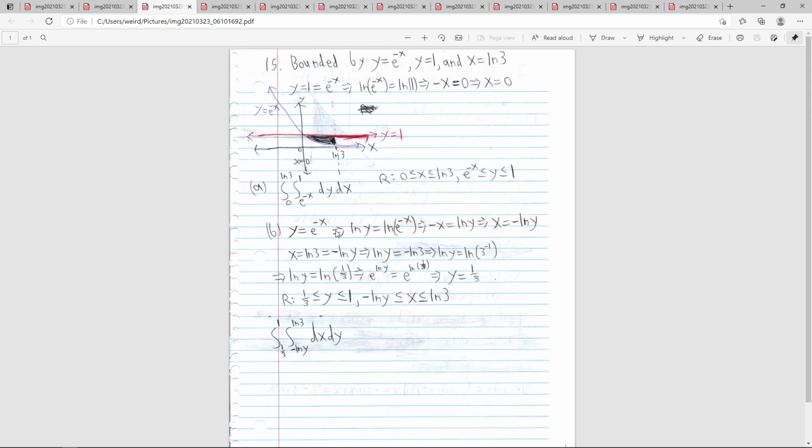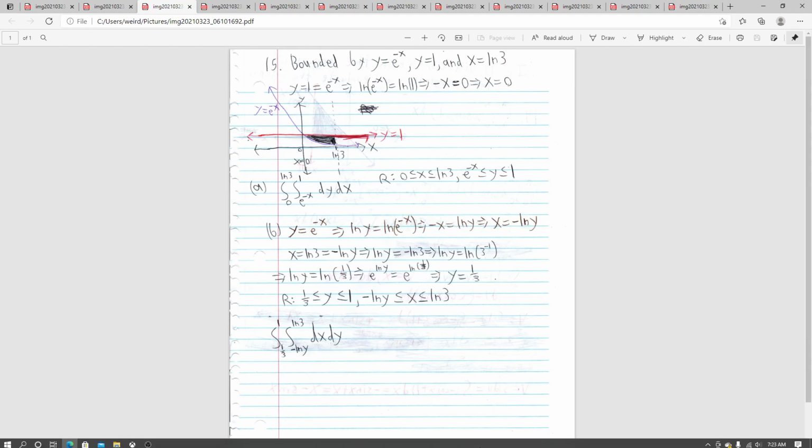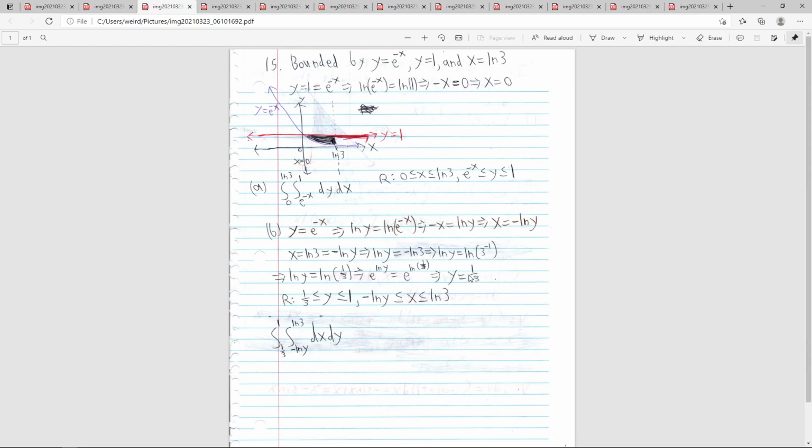Now B, y equals e to the negative x means ln y equals ln e to the negative x. So x equals negative ln y. Basically, we have y equals 1/3 for x equals ln 3. Plug it in. Yeah, I'm kind of messed up, but it works out.